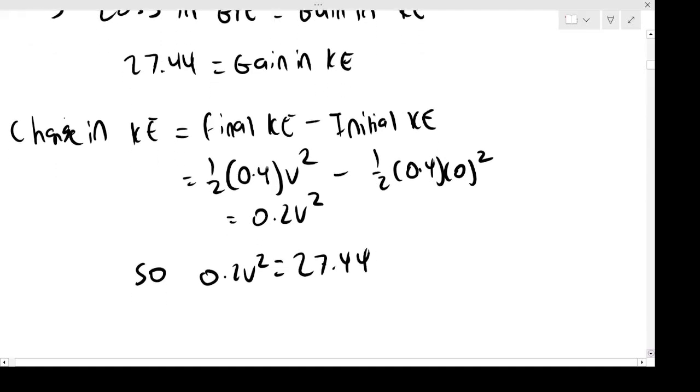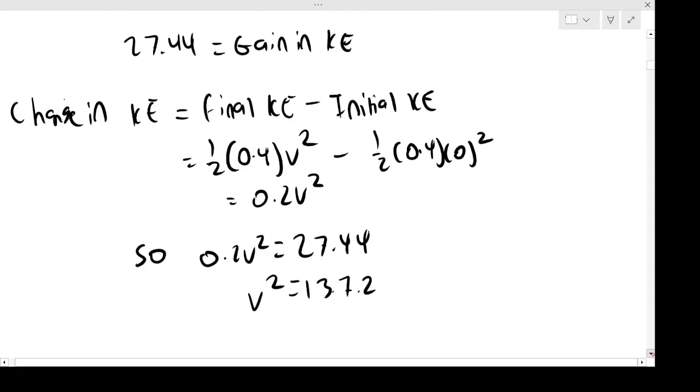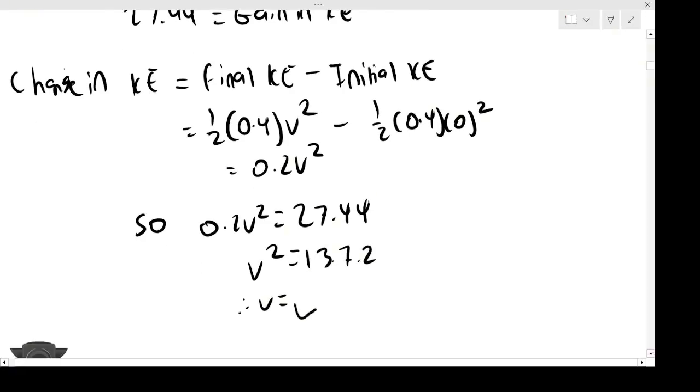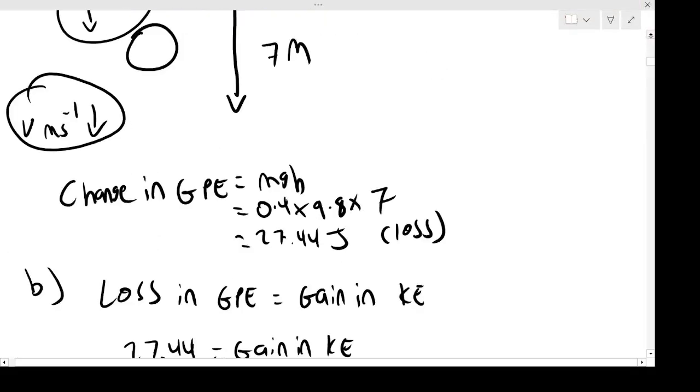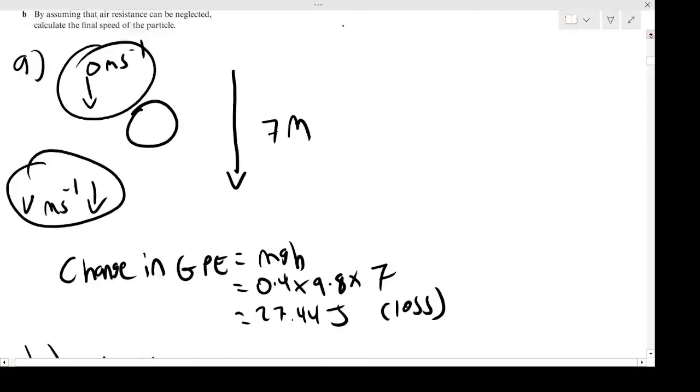Right, so then very simply, I could just solve this for V. So if I divide by 0.2, I get 137.2. So therefore, if I square root that, I get 11.7 meters per second to one decimal place. And there we are, ignoring the minus from square rooting.